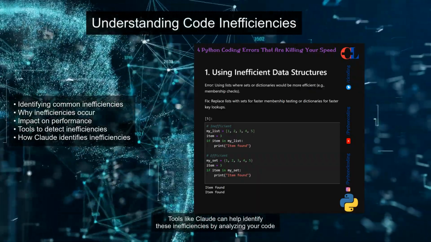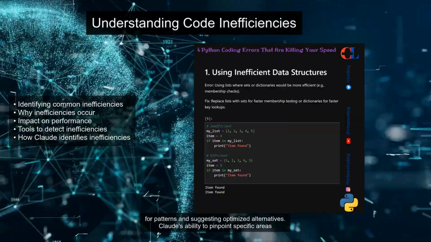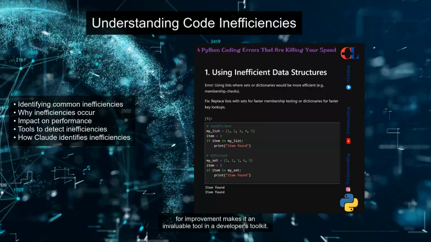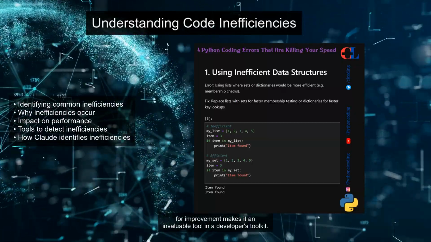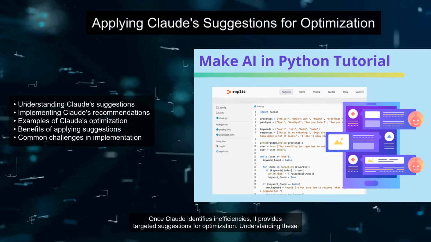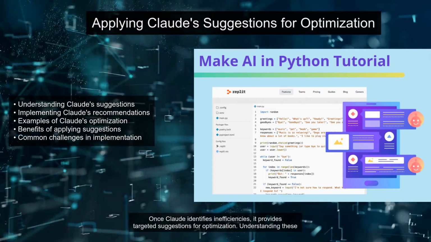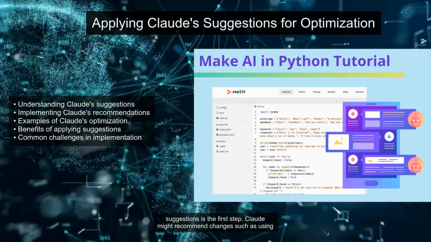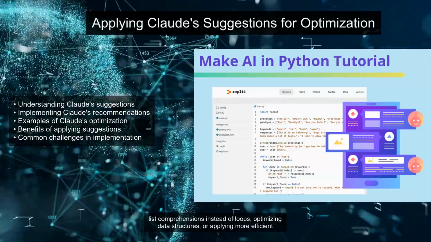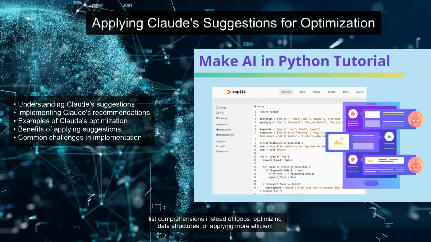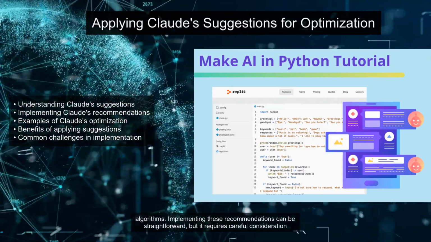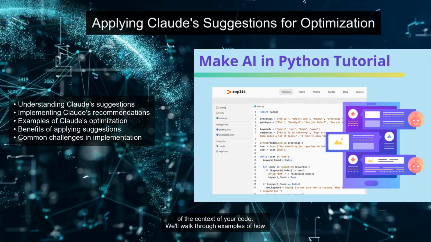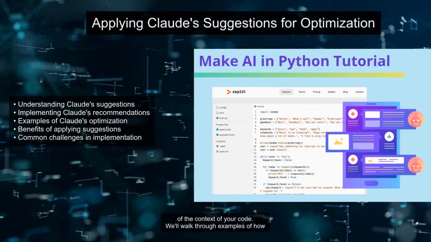Tools like Claude can help identify these inefficiencies by analyzing your code for patterns and suggesting optimized alternatives. Claude's ability to pinpoint specific areas for improvement makes it an invaluable tool in a developer's toolkit. Once Claude identifies inefficiencies, it provides targeted suggestions for optimization. Understanding these suggestions is the first step. Claude might recommend changes such as using list comprehensions instead of loops, optimizing data structures, or applying more efficient algorithms. Implementing these recommendations can be straightforward, but it requires careful consideration of the context of your code.